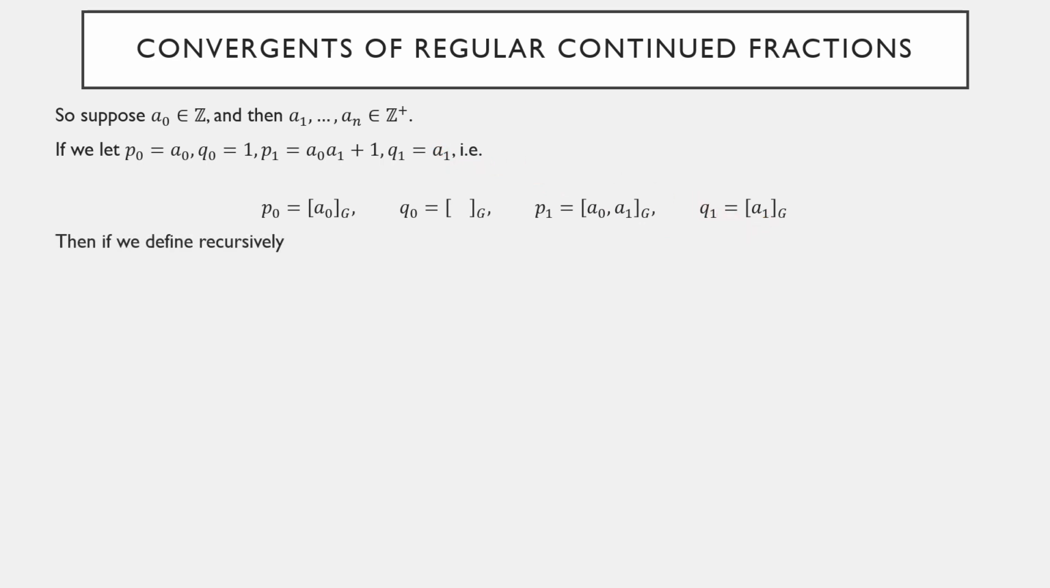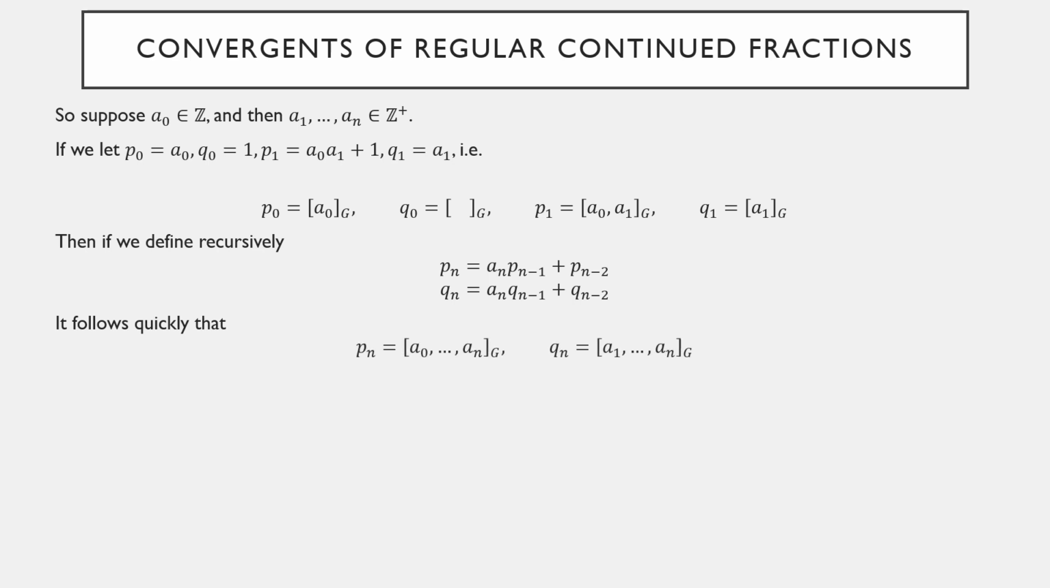Then what we do is we define recursively. Pn is given by an Pn minus 1 plus Pn minus 2, and Qn is given by the same recursive formula but with Q's instead of P's. Then what follows quickly is that since we started with these Gaussian brackets and we're doing exactly the same type of recursive formula, last term times something ending one index before plus something ending two indices before, that our Pn's and Qn's are actually computing Gaussian brackets. Specifically, Pn is computing the Gaussian bracket a naught through an. Qn, however, ignores a naught and starts at a1, going out to an.